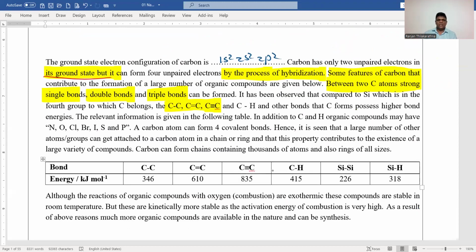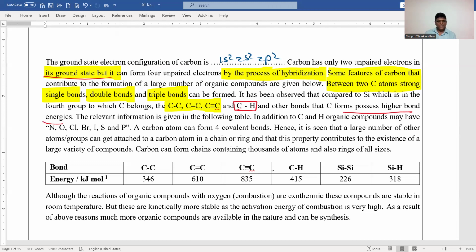In addition to carbon single, double, or triple bonds, in organic compounds we find carbon-hydrogen bonds. And it has a higher bond enthalpy. The higher the bond enthalpy, the higher the stability. That means we need to give a high amount of energy to break this bond. So it is stable, and it possesses a higher bond energy.